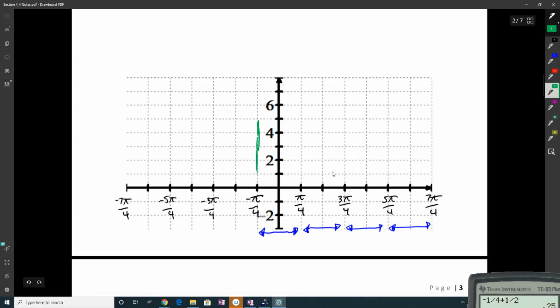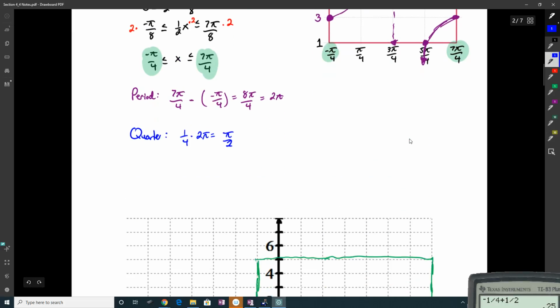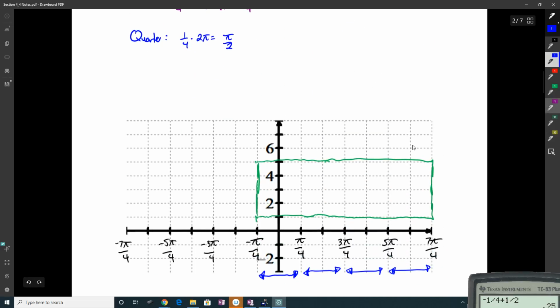So 1 to 5. And it goes from negative pi over 4 all the way to 7 pi over 4. So because I'm not going that each tick mark is a different number, it's like an elongated box. But anyway, I'm just going to recreate the picture I have up here, and I'm going to recreate it out here. So I have that 3 pi over 4 is the asymptote.